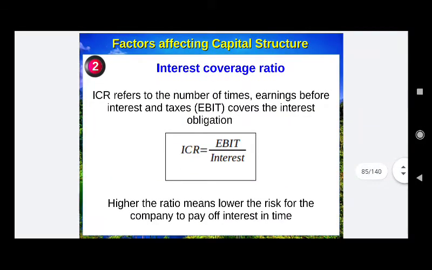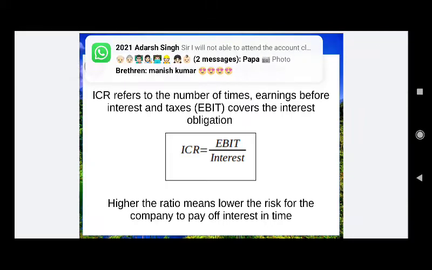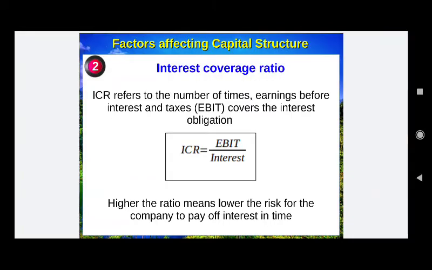Next one, the interest coverage ratio. Interest coverage ratio refers to the number of times earnings before interest and tax cover the interest obligation. In the formula given, you can see interest coverage ratio equals EBIT, which stands for earnings before interest and tax, divided by fixed interest charges. The higher the ratio, the lower the risk and the better the company's ability to pay interest on time, and the lower the ratio, the higher the risk. Both risk and the ratio are in reverse proportion.